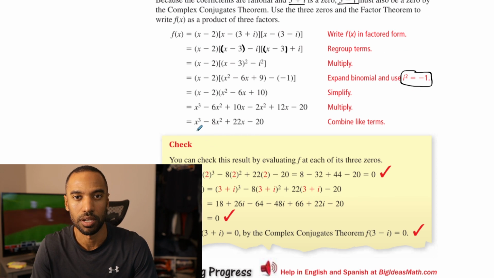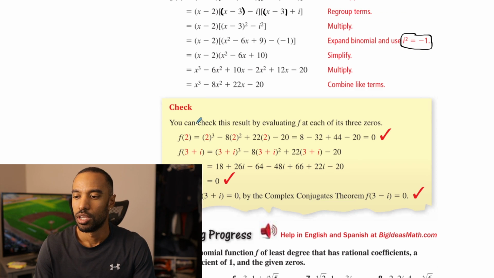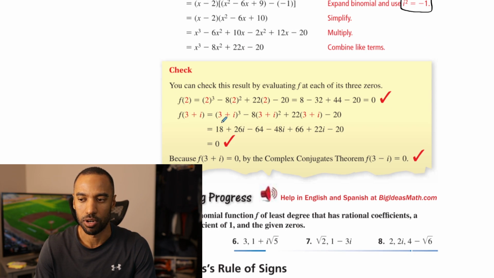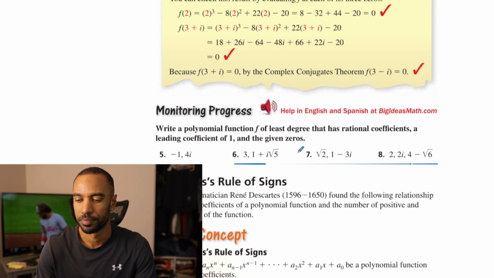You can see it's all rational, real coefficients, leading coefficient of 1, all that jazz. You can double check by plugging in some things. I'm not going to be doing that unless they force it on me, but apparently you can still get 0 just by plugging in i. You can see all the work that's done in there to make that happen, and we're good to go.